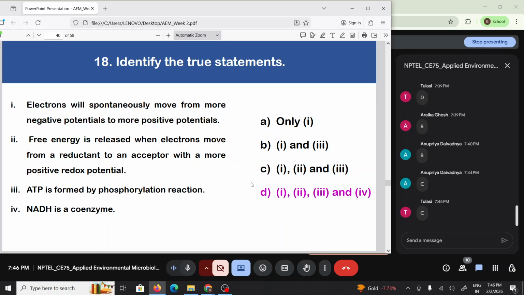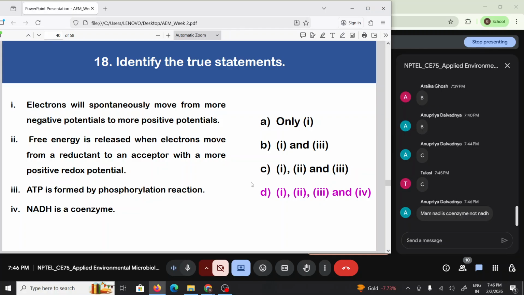Obviously, because the flow is going to be very spontaneous, as was mentioned in the previous statement. So in that case, you will have a free energy release there. You don't need any energy for that to happen. And then ATP is formed by a phosphorylation reaction. Obviously, yes, you need three phosphate molecules attached to adenosine in order to form ATP. Therefore, it's a phosphorylation reaction.